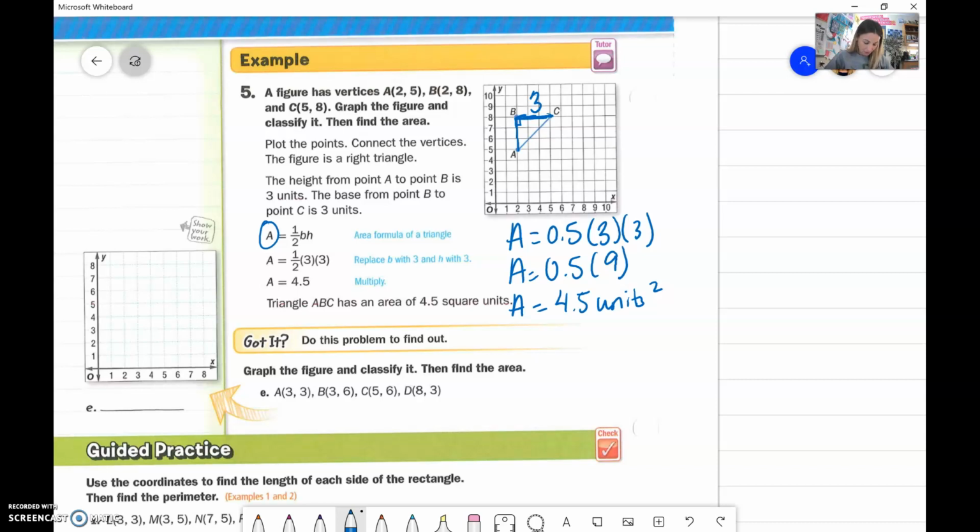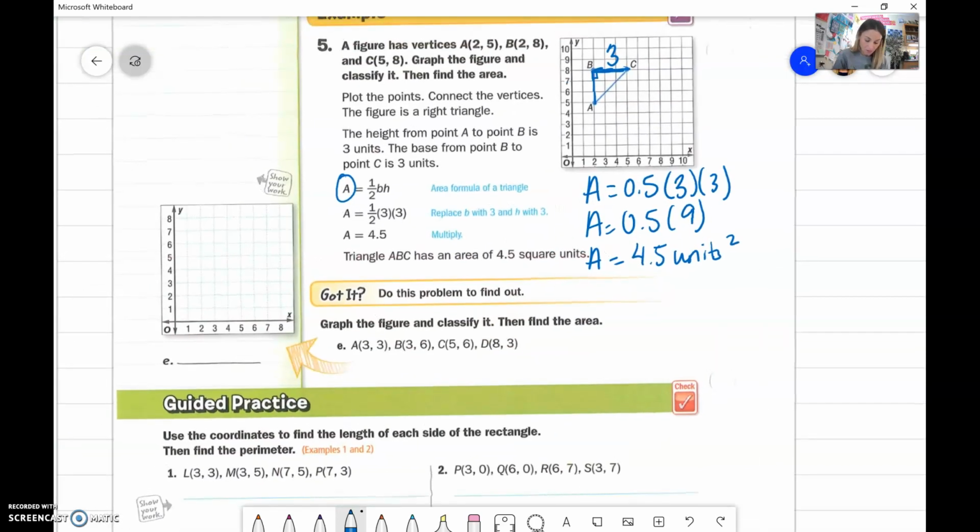Okay, let's take a look at this example right here. It says, graph the figure, classify it, then find the area. So here we go. A is 3, 3, so over 3, up 3. We're going to mark that. And then I have 3, 6, over 3, up 6. And then over 5, up 6. And then over 8, up 3. And it looks like I have made a trapezoid. So we're going to label it as a trapezoid.